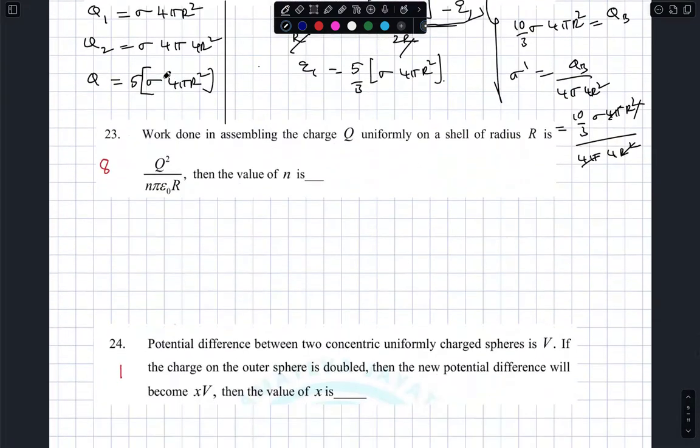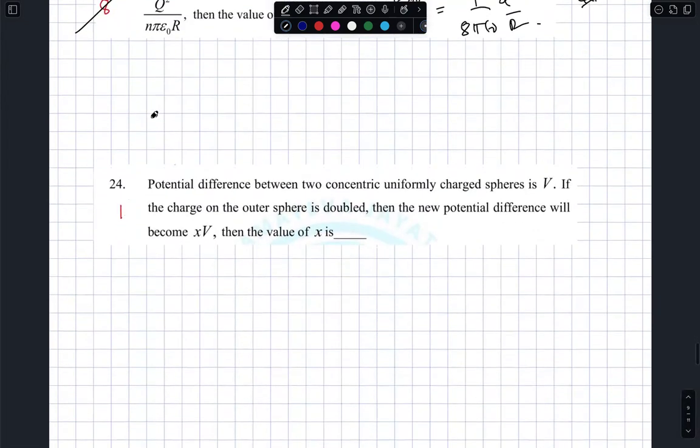Work done in assembling the charge Q uniformly on a shell of radius R. They are asking the shell formation energy. This is kq square by 2r, or 1 by 8 pi epsilon naught times q square by r. In the place of n, you have 8, and that is correct.